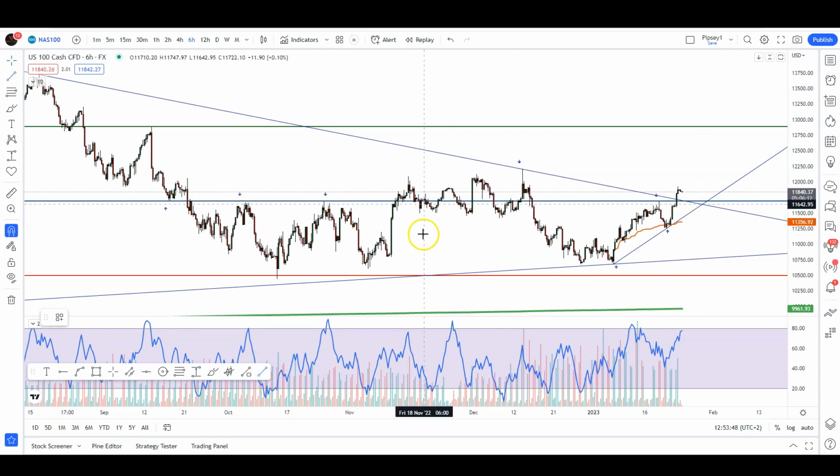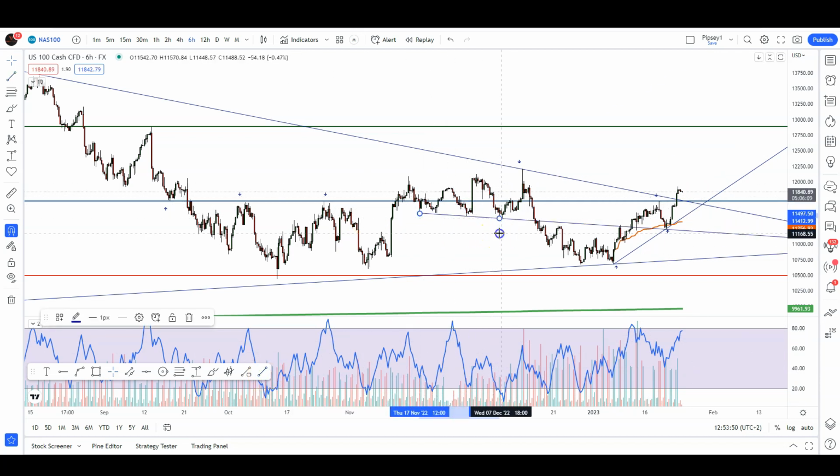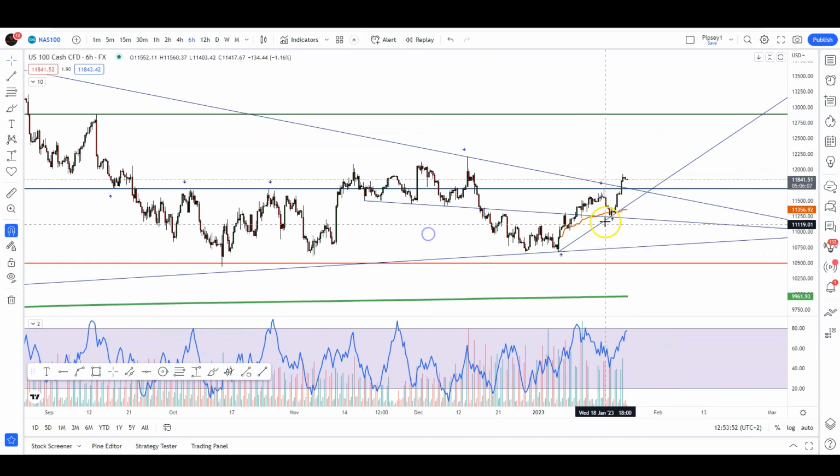Let me check something here. Sorry. Yeah, this was a spectacular entry if you got in here. All those confluences I mentioned earlier, and then support, support, resistance, support.